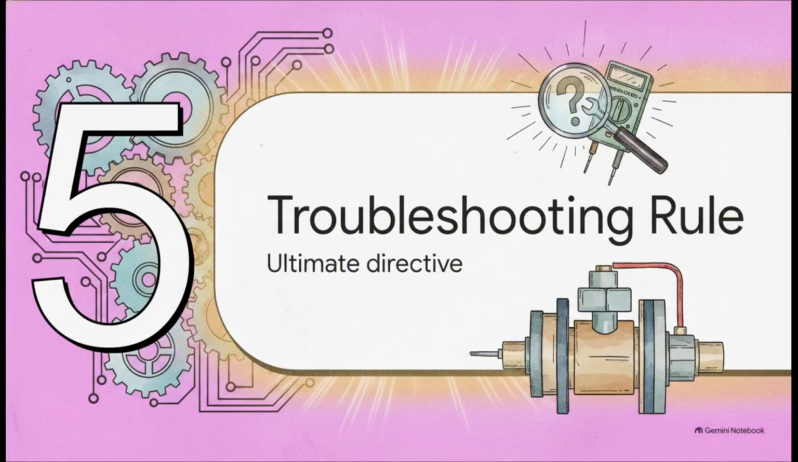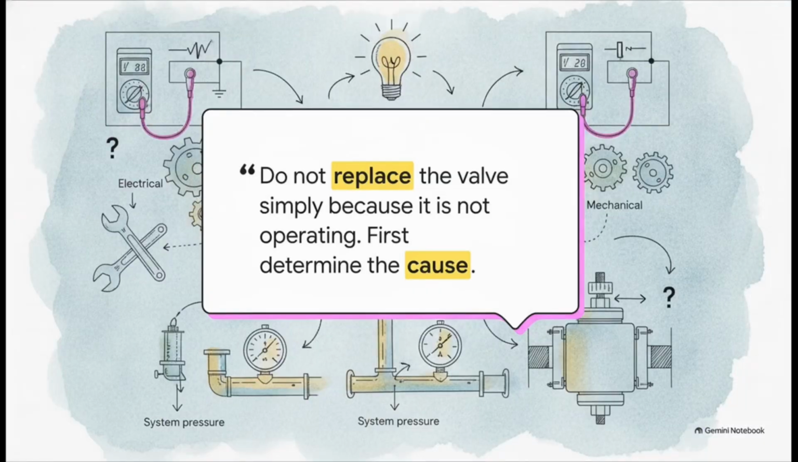Section 5. The Troubleshooting Golden Rule. The Ultimate Technician's Directive. So this brings us to the core philosophical takeaway you need to carry with you on every single job. The crucial point is right here. Do not replace the solenoid valve simply because it is not operating. First, determine whether the problem is electrical, control-related, mechanical, or related to system pressure and flow. Basically, stop the guesswork. Do not just be a parts changer. Always verify the why before you grab your wrench and start swapping components.